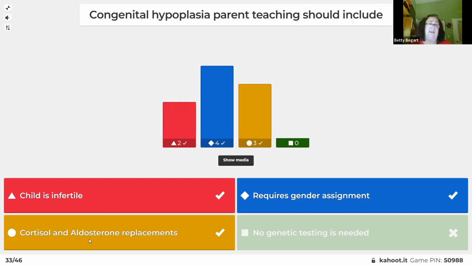So we need to see, is it a boy or a girl? Sometimes it's a parental choice. Sometimes it's when they look at the hormones, what do they have more prevalent? And then they'll say, okay, let's make it a girl or boy. And these children will need cortisol and aldosterone replacements for life.